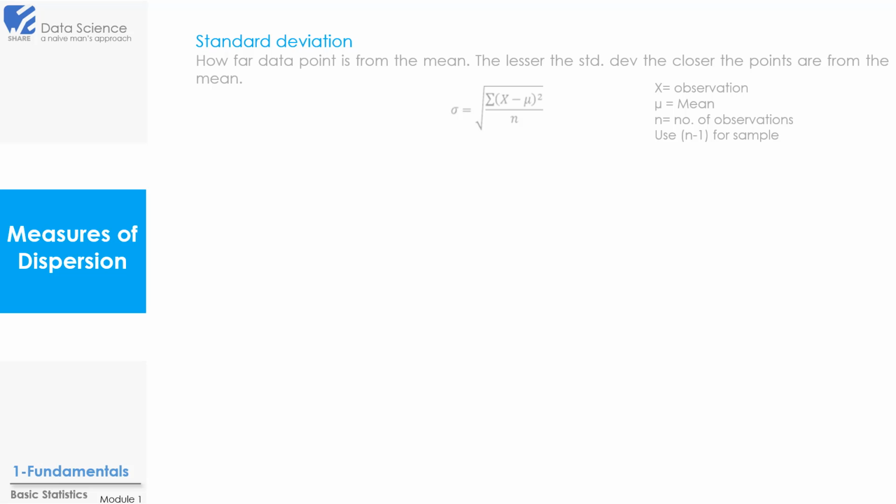The formula for standard deviation is shown here. Here x is an observation, mu is the mean, n is equal to number of observations, and if we are talking about sample, then we will use n minus 1 instead of n. After this we have variance. Variance is the square of standard deviation.